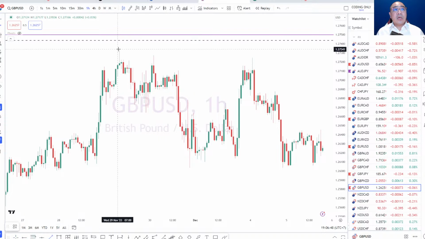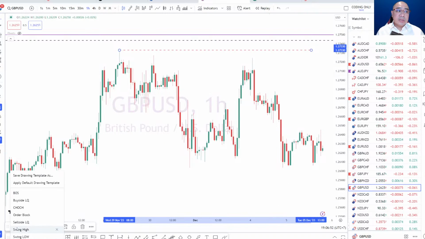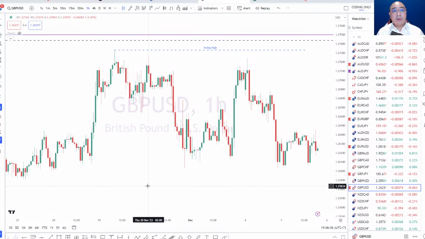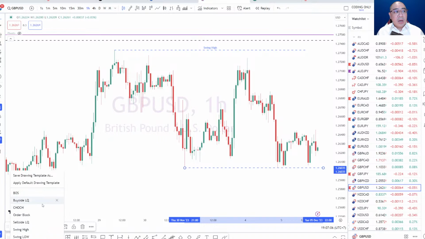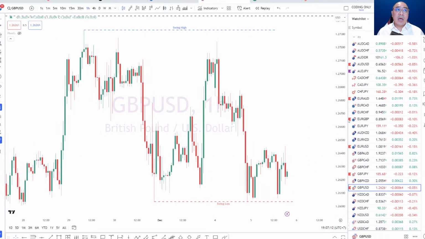So the first one is up top. All right, always go for the highest level in the market and always identify that as a swing high. And if we just come into the market as it is right now, we can also identify this low here on the 30th of November as our swing low. So by theory, what we're looking at on the pound USD is that this is still constrained by the swing high and the swing low.